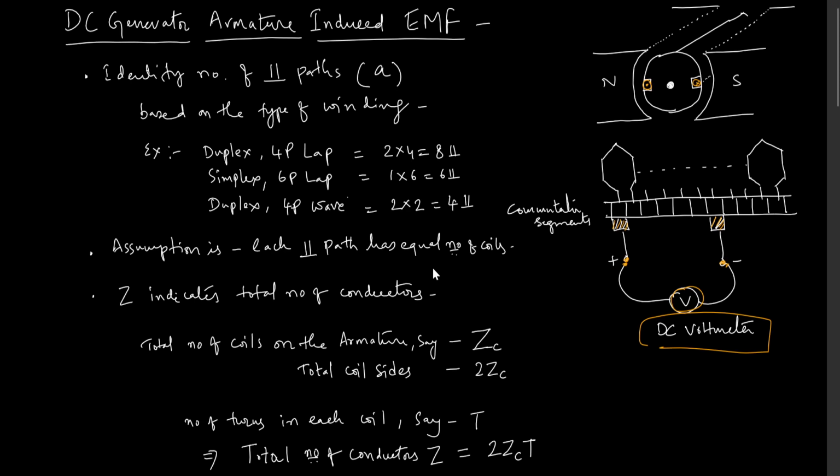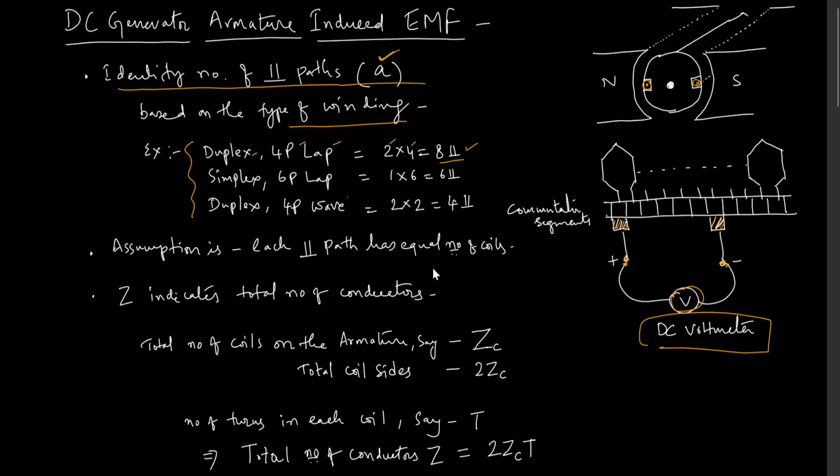find out the total EMF in the armature windings, we need to know the number of parallel paths in the winding, based on the type of winding wound on the armature. For example, in case of duplex 4-pole lap winding, duplex in the sense 2, lap 4-pole means 4. So 8 parallel paths will exist in this type of winding. Normally the number of parallel paths in the winding is indicated by the letter small a.